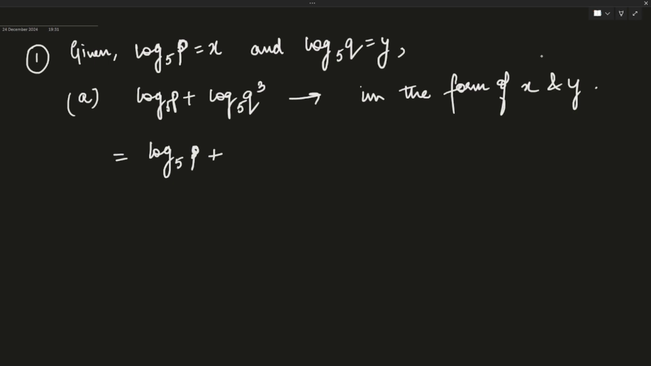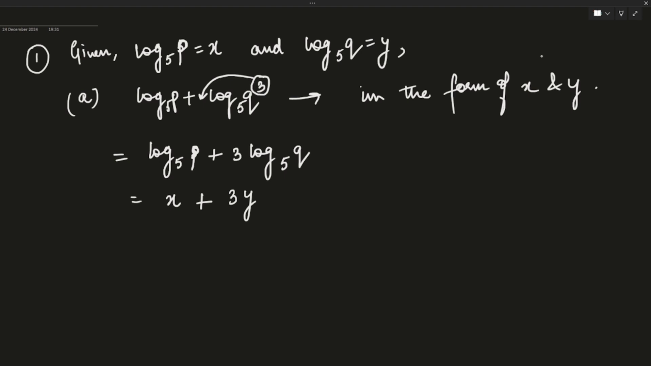Now we'll apply the power rule over here. So what is the power rule? The exponent will shift to the left side of the log. So it will be 3 into log of q to the base 5. Now we have to express it in the form of x and y. We know that log of p to the base 5 is x, and log of q to the base 5 is y. So this is 3y. Have you understood what we have done here?